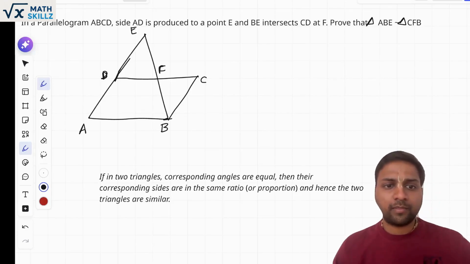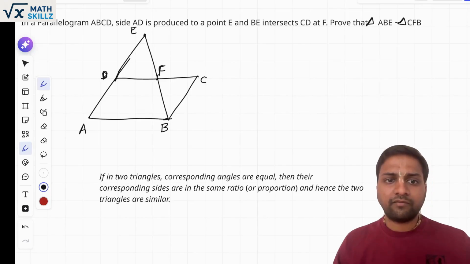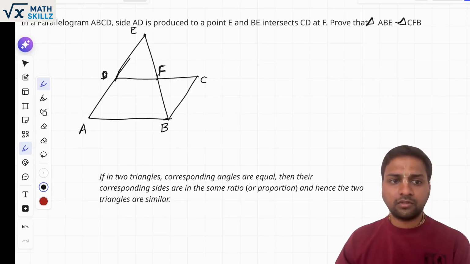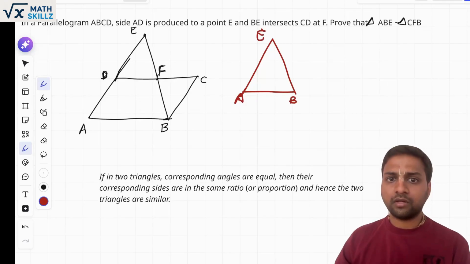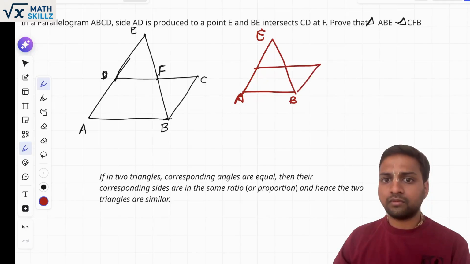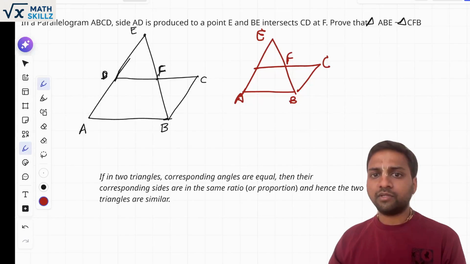Here we can see this parallelogram ABCD where AD is extended till point E, and E and B are joined, which intersects CD at F. So now we have two triangles here. That is triangle ABE, and we have triangle CFB. So in these two triangles, we need to prove that triangle ABE and CFB are similar.